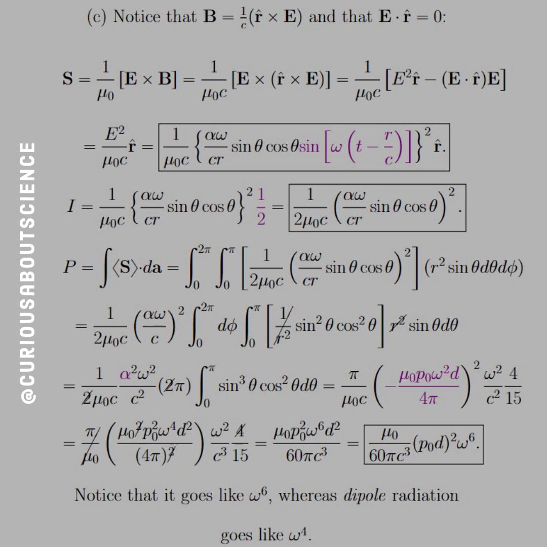Okay, that omega to the sixth is kind of weird, because we notice that it goes like omega to the sixth, whereas the dipole itself just goes like omega to the fourth. Interesting observation to note.